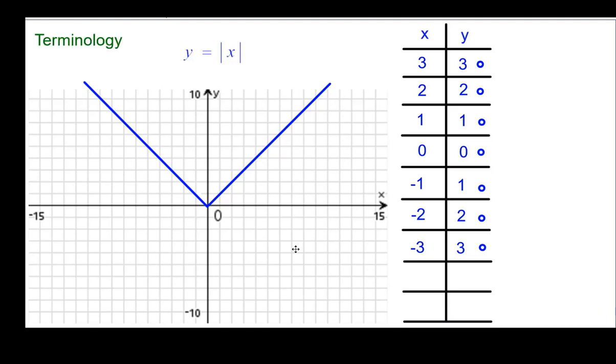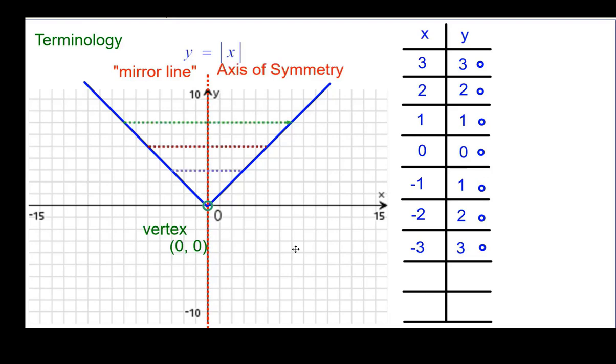So some terminology you should be familiar with. This is the vertex of this graph at (0, 0). And here is a mirror line, but the proper term is axis of symmetry. And the reason it's called the axis of symmetry is because points on either side are equidistant from this line of symmetry, but in opposite directions.